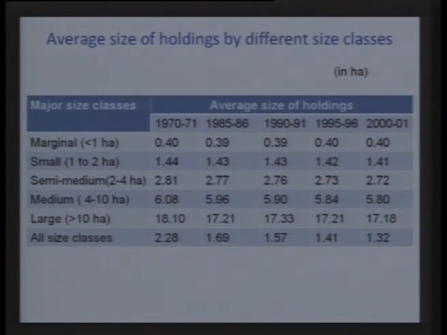If we look at the average size of land holding under different size classes, because land holding is one of the important factors which has a bearing on the mechanization which can be taken up in the agricultural land, and whether higher input use can be made, we observe that there is a fragmentation in the land holding which is taking place over the years, and as a result the average size of holding has fallen from 2.28 hectares to 1.32 hectares.